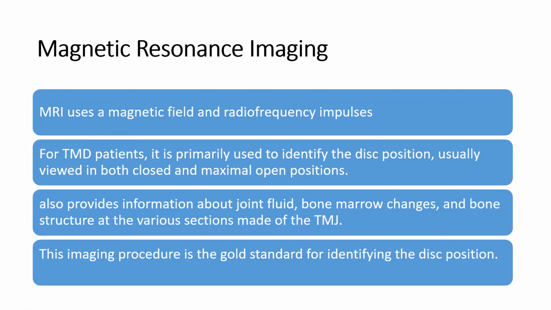Another method is the magnetic resonance imaging, and this magnetic resonance imaging uses the magnetic field and radio frequency impulses, and it is primarily used to identify the disc position, and it can be viewed in both the closed and the open position. And it can also provide information about the synovial fluid, bone marrow changes, and bone structure at the various sections of the temporomandibular joint. And this imaging procedure is the gold standard for identifying the position of the articular disc.